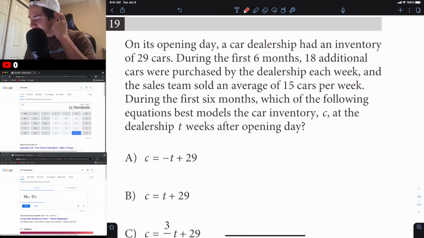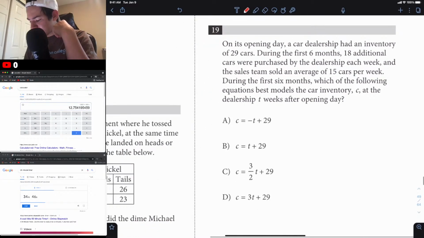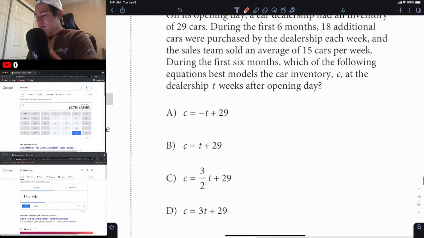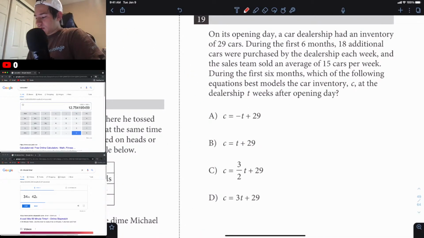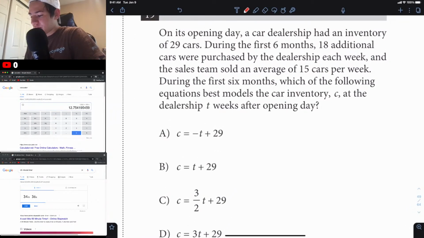18 additional cars were purchased by the dealership each week. Okay. And the sales team sold an average of 15 cars per week during the first 6 months. Which of the following equations best models the car inventory at the dealership t weeks after opening day? Oh. Okay. Well, a car dealership had an inventory of 29. So we start with 29 cars. Okay, so that's our y-intercept regardless.